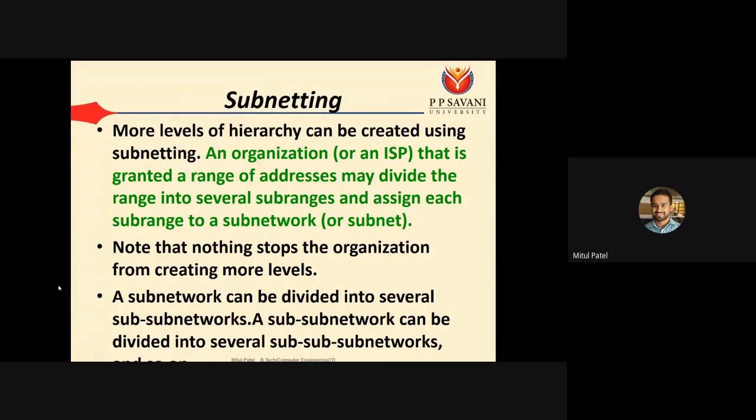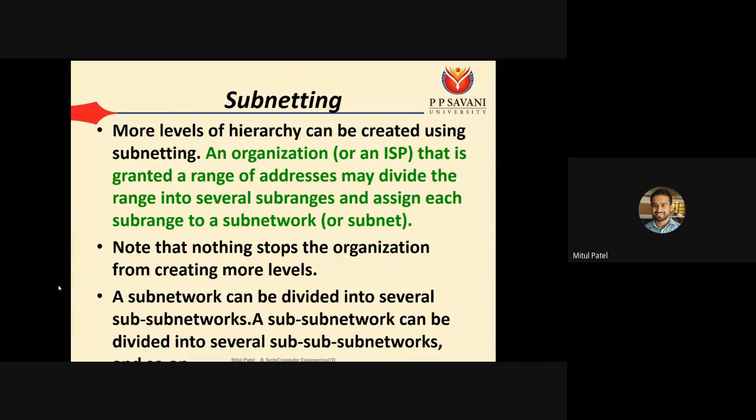For example, let's say the School of Engineering needs 500 addresses, the School of Nursing needs 250 addresses, and let's say the School of Management needs only 50 addresses. Our first condition is that we should start the allotment from the larger address block. So first the School of Engineering gets the allotment, then the School of Science, and then the School of Management.